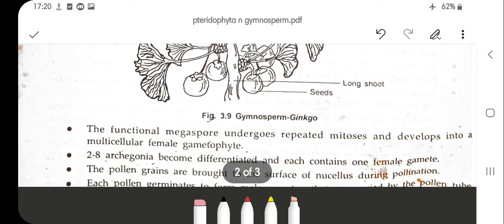So here you can see the picture of the ginkgo, which is a moderate size structure. The functional megaspore undergoes repeated mitosis and develops into the multicellular gametophyte, so that one cell will divide into 2, 2 to 4, 4 to 8 and so on, and that becomes a multicellular female gametophyte. 2 to 8 archegonia become differentiated, and each archegonium, that is your female gametophyte, will have one female gamete. So we are having 2 to 8 female gametes.